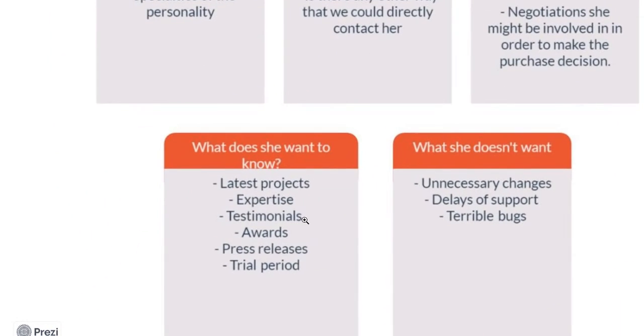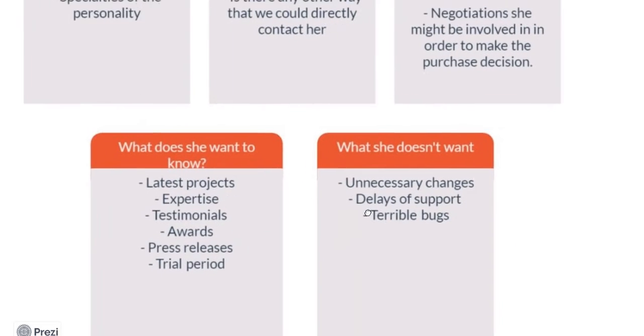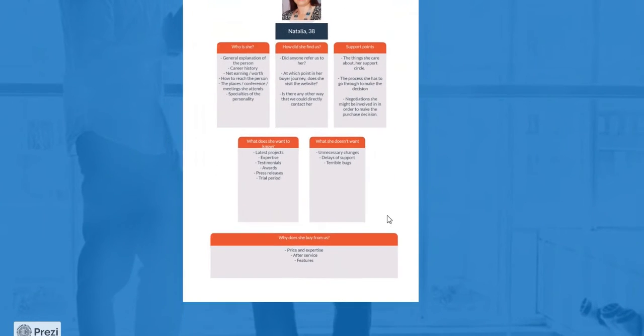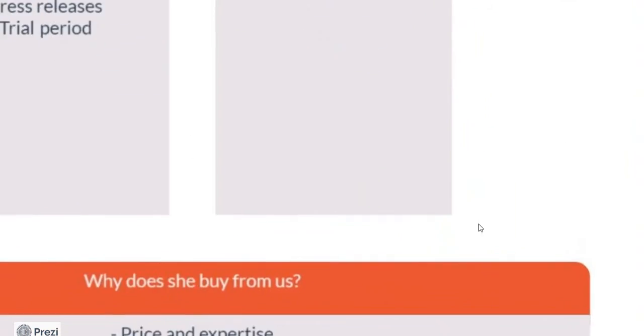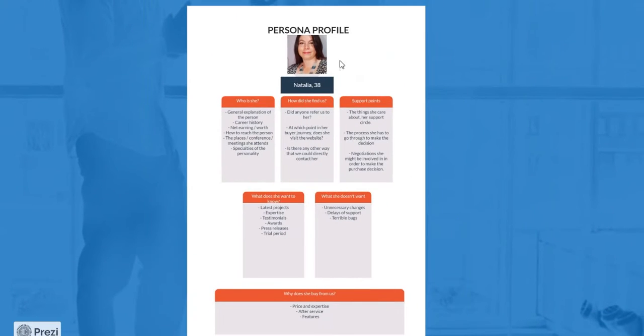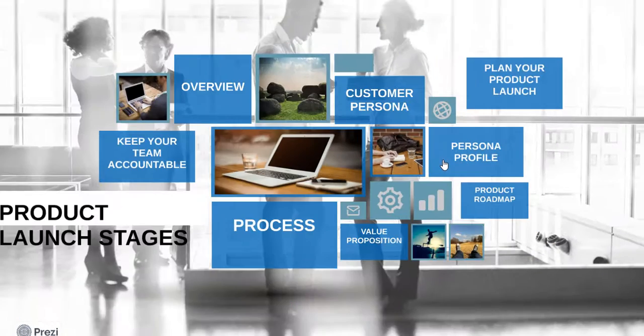What does she want to know? Latest projects, for example, expertise, testimonials, awards, press releases, trial period, etc. What she doesn't want? Unnecessary changes, delays of support, or terrible bugs. Last but not least, why does she buy from us? Because of the price, the expertise, or is it the after-service? Is it the features of our product? You have to make, let's say, a file on each person you're going to sell to. That is going the extra mile.